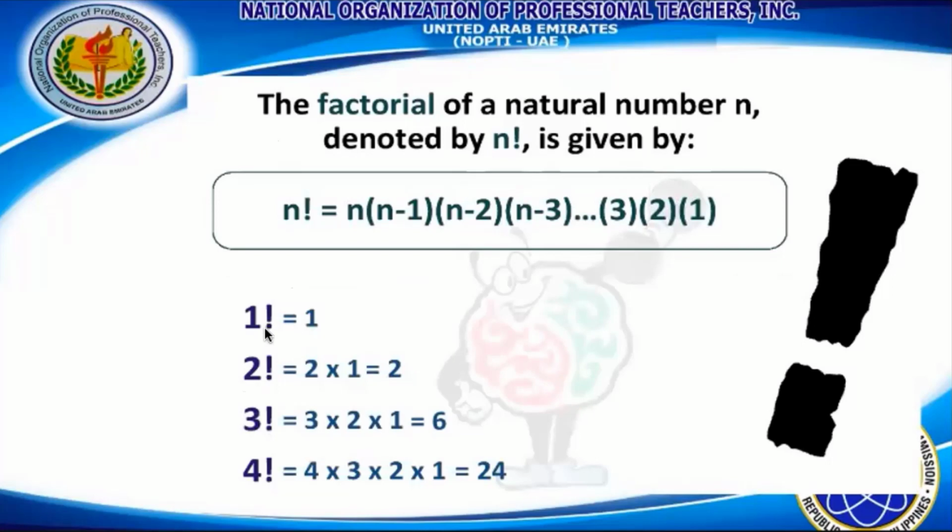Etong factorial na sinasabi, pag makita ninyo ng ganito, ibig sabihin, multiply. Let's say 4 factorial, pababa. 4 times 3 times 2 times 1. Pag 3 factorial, 3 times 2 times 1, so equals to 6. 4 times 3 times 2 times 1, that is 24. Okay? Pag 1 factorial, 1 lang, kasi mag-isa lang siya. Pag 2 factorial, 2 times 1, that is 2. Okay?